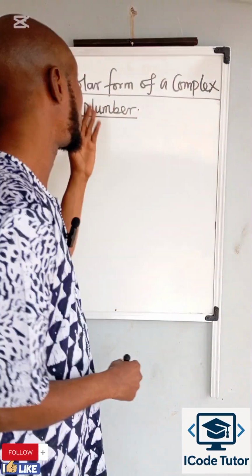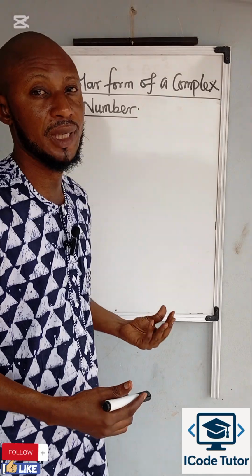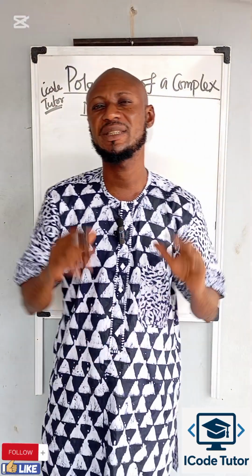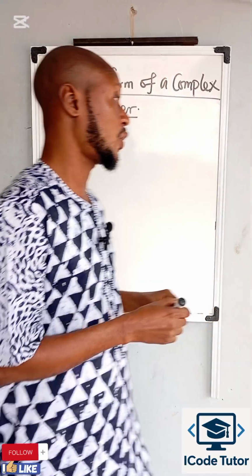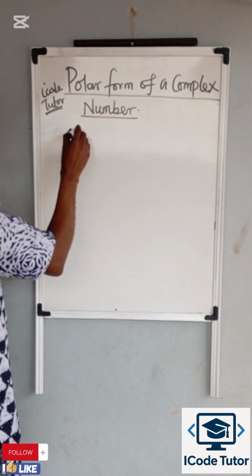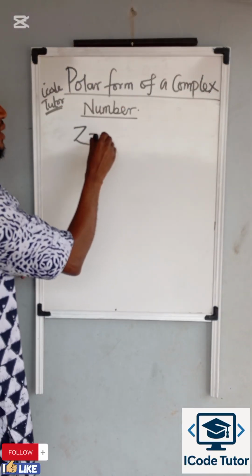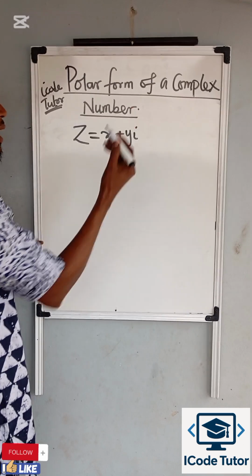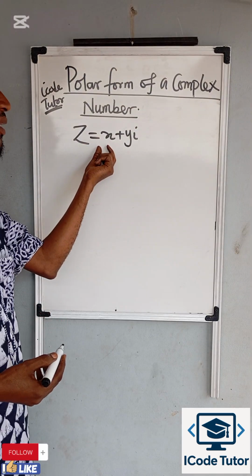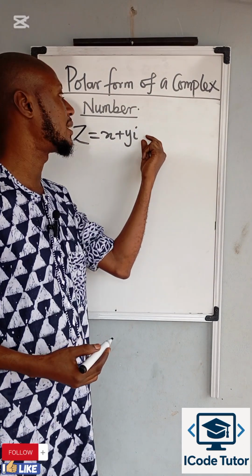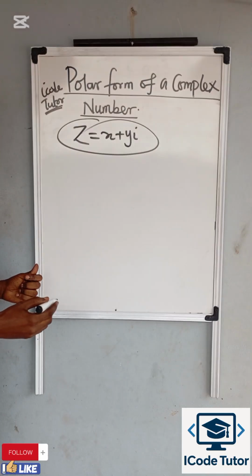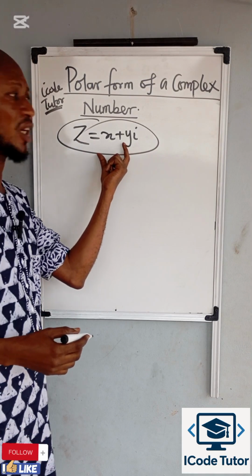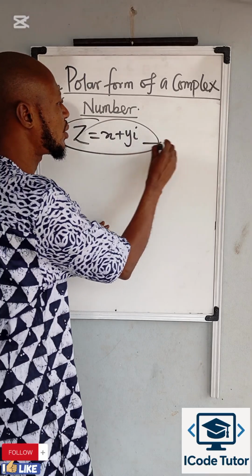Our topic of today will be the polar form of a complex number. Now the polar form of a complex number is a different way of representing a complex number apart from its rectangular form. As you all know, we normally represent a complex variable in the form z equals x plus yi. Now x is the real part and y is the imaginary part.